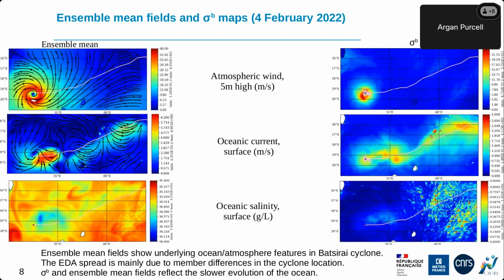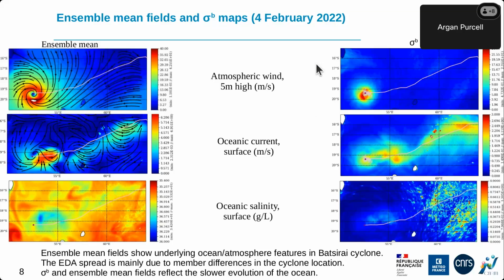So here is a general overview of what we can have with our experiment. You have on the left-hand panels the ensemble means for several fields, and on the right-hand panels the sigma b's. The top left panel is the ensemble mean for the atmospheric wind, and on this one we can see that we have a very clear structure for the cyclone, which means that our different members show the same structure, all of them.